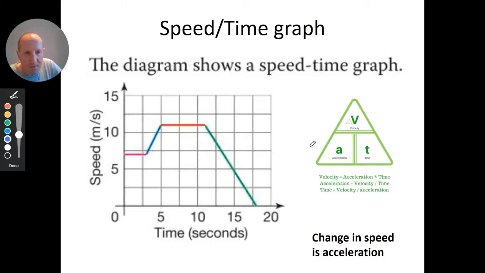This has got a similar triangle, but this time the velocity or the speed is the top one here, and acceleration is the change in velocity divided by the time. So if I wanted to find the acceleration at this point, I'd need to do the change in y divided by the change in x.